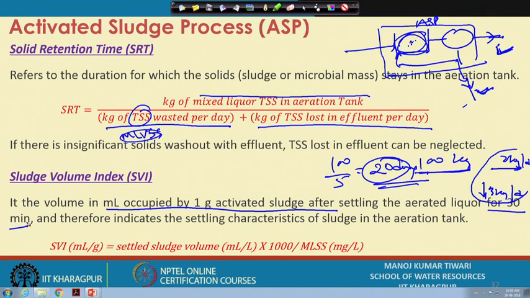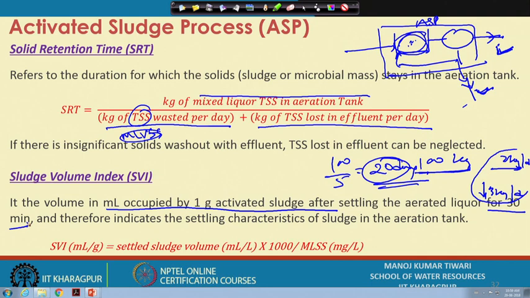So, the less volume it occupies, because the amount of sludge is the same, that means it is a compact sludge. It has a good settling characteristic, and therefore it is better to have a low sludge volume index. If you have a high sludge volume index, that means the sludge is not that dense, it is sort of fluffy and it will not have good settling characteristics.